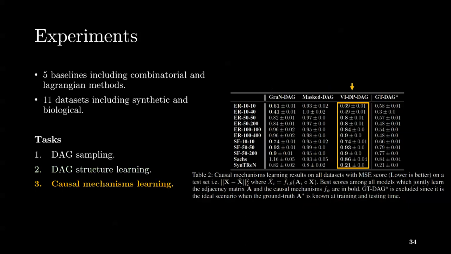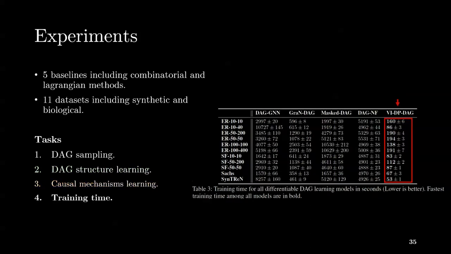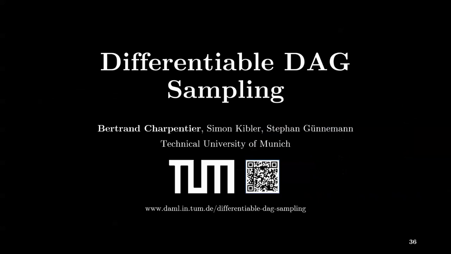VI-DP-DAG consistently outperforms all the baselines when predicting consequence nodes from learned cause nodes and learned causal mechanisms, thus showing the predictive power of the model. And finally, VI-DP-DAG trains from 5 times to 18 times faster than all other baselines, making DAG structure predictions more practical. We hope that you will check out the full paper Differentiable DAG Sampling. This was joint work with Simon Kibler and Stephan Günnemann from the Technical University of Munich.